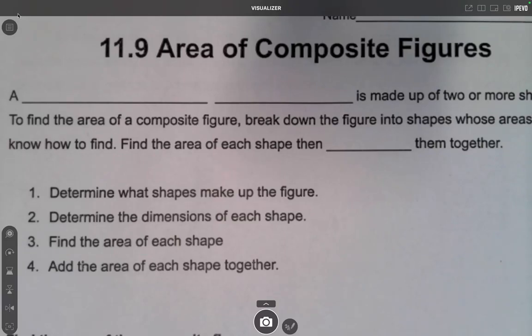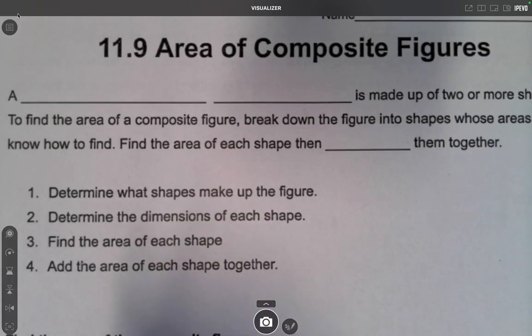We've done the area of several different figures: parallelograms, triangles, circles, trapezoids, all sorts of things. But what if they put more than one of them together? Oh, why would they do such a thing? Well, because in the real world, lots of things aren't just one simple shape. They are multiple shapes, or they're close to being multiple shapes anyway.